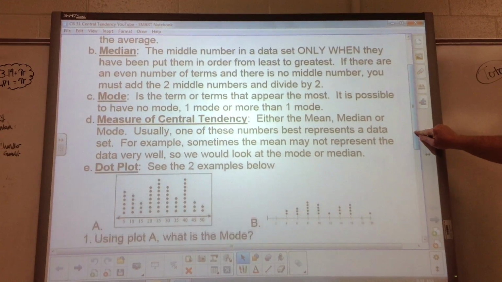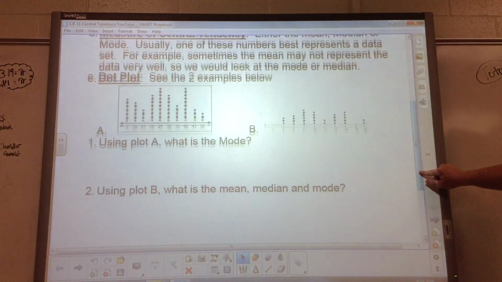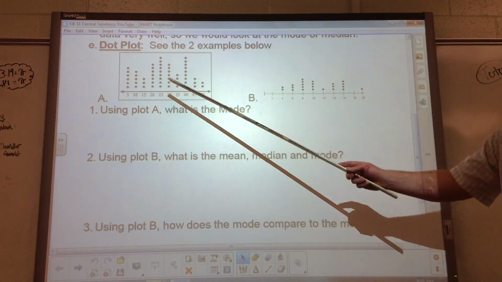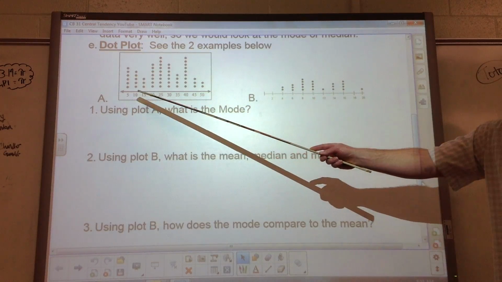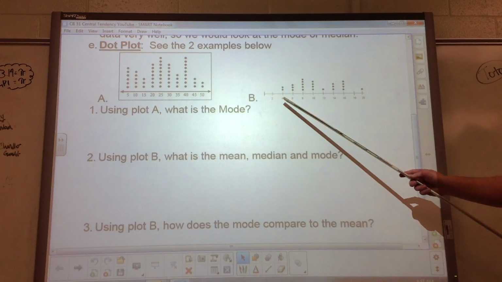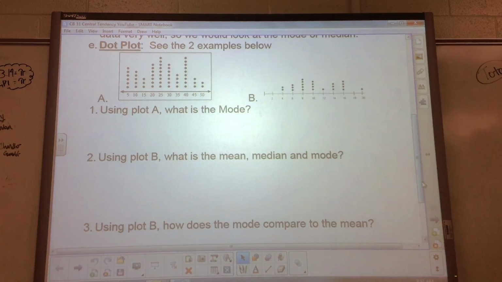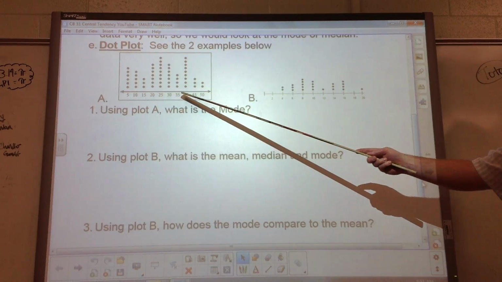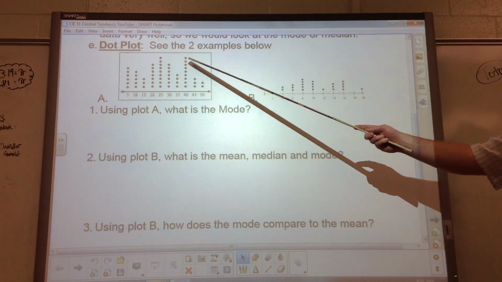Here we also have what's called a dot plot, and the example below is right here. I've got 2 placed here. You've got basically a number line, 5, 10, 15, 20, and so on. And then B, you've got 2, 4, 6, 8, 10, and so on. All this does is measure how many of these data sets, or this data, is here.